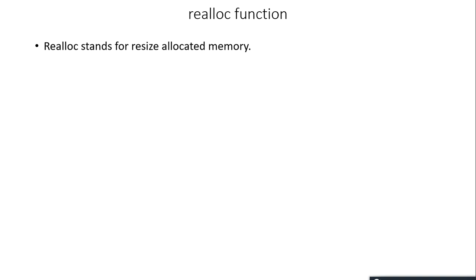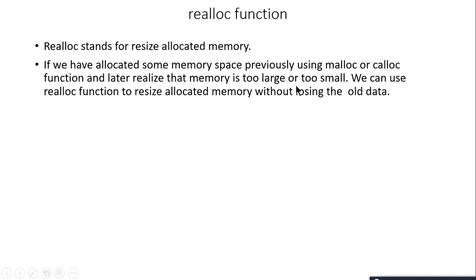Now let's talk about the realloc function. Let's say you have created a memory block of 5 bytes and now you want 6 bytes more, or you want only 2 bytes to be used. Okay, in such a case you can use realloc, that is, resize allocated memory space. It will only work if you have created a memory space previously using malloc or calloc.